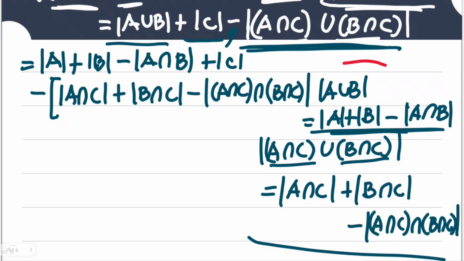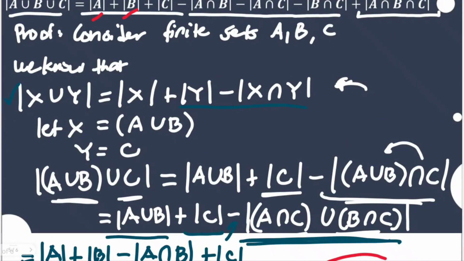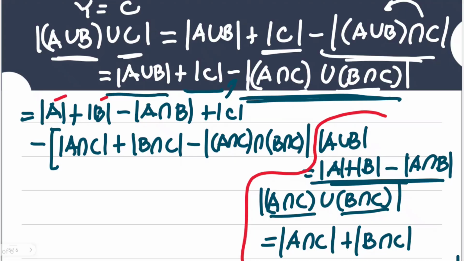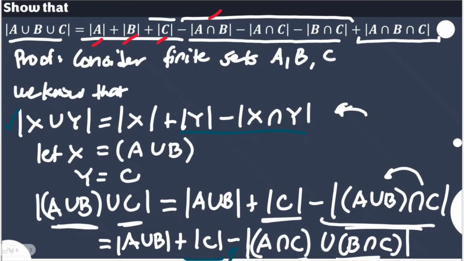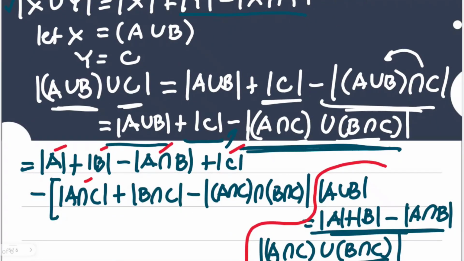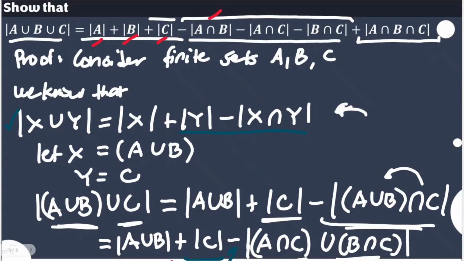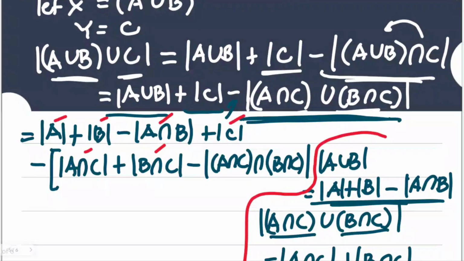So let me separate them. All right. Now, from this, we can see actually the parts that we're trying to prove. For A is right there, B and C. So we have A, B, and C. We have minus A intersection B, it's right there. We already have A intersection C, B intersection C, also there. And then plus the intersection is yet to be identified from this one.